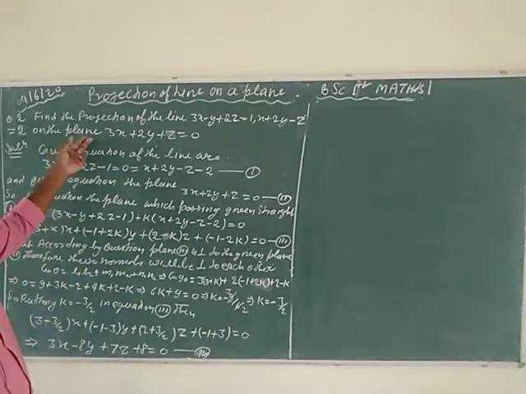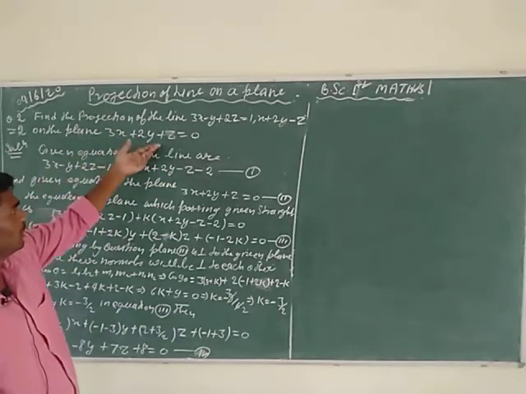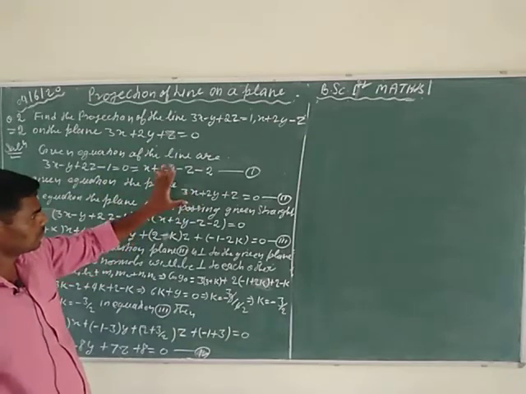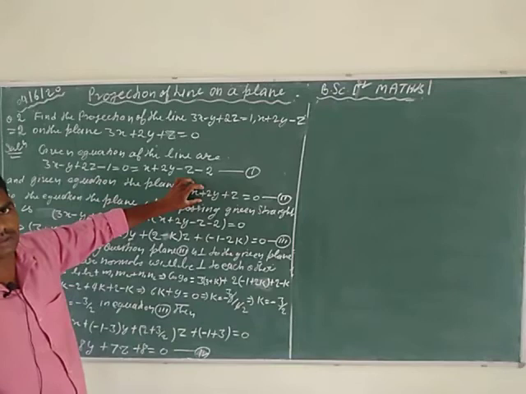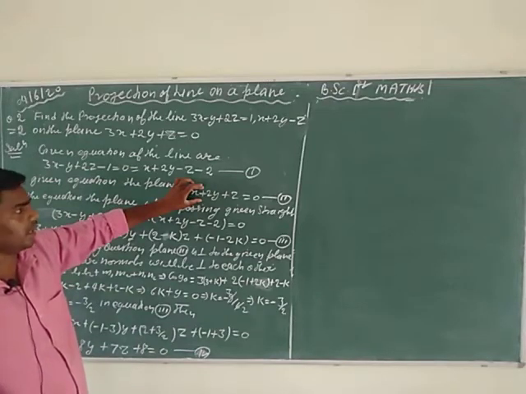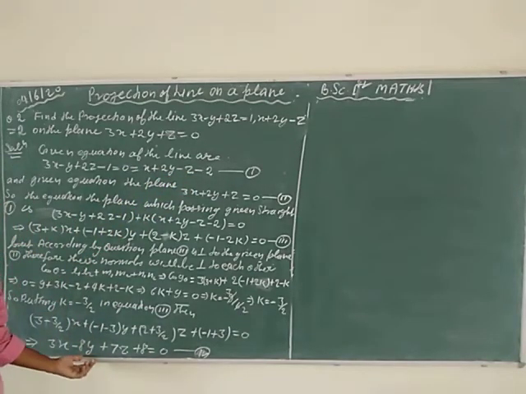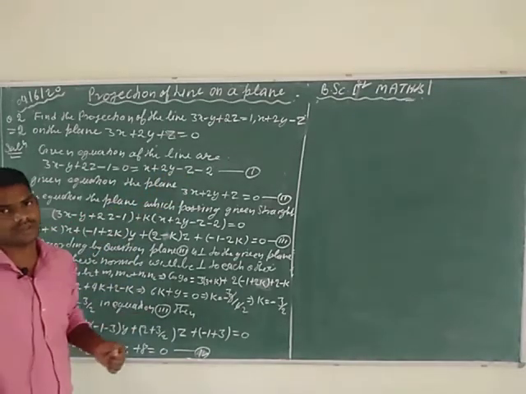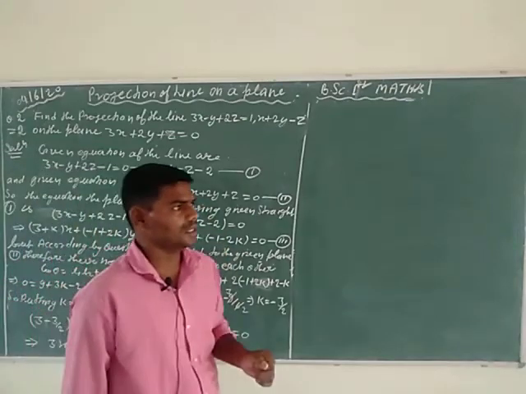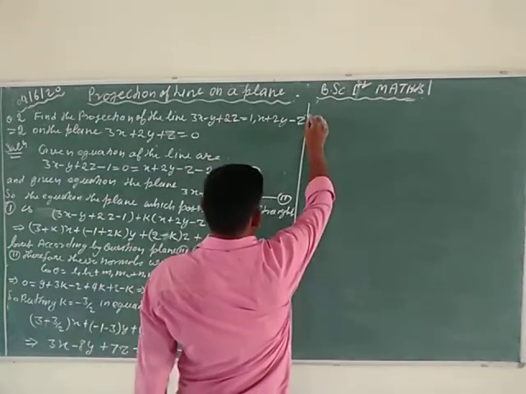So the projection of the given line, line first, on the given plane, plane second, is the intersecting line represented by equation second and equation fourth. If you take the intersection of this plane and this plane, then you can call that line the projection of the given line on the given plane, plane second.